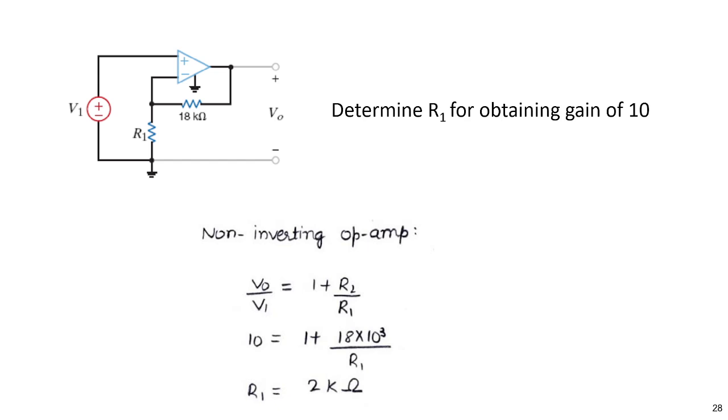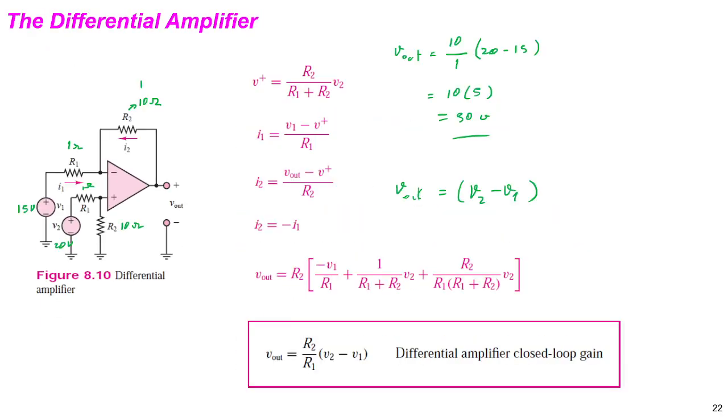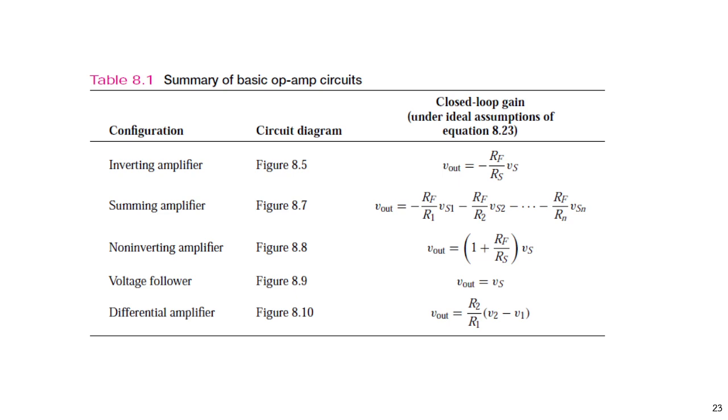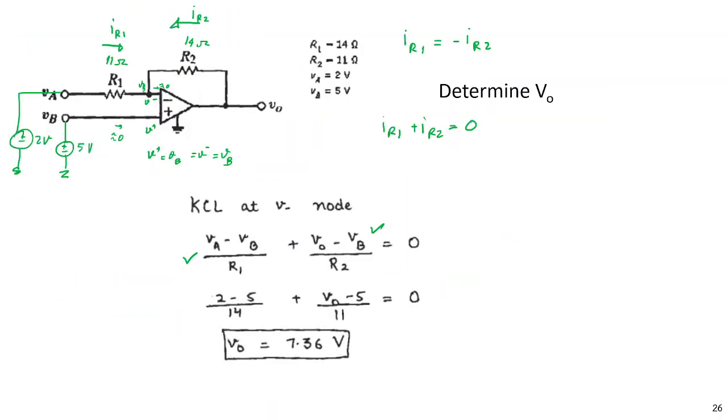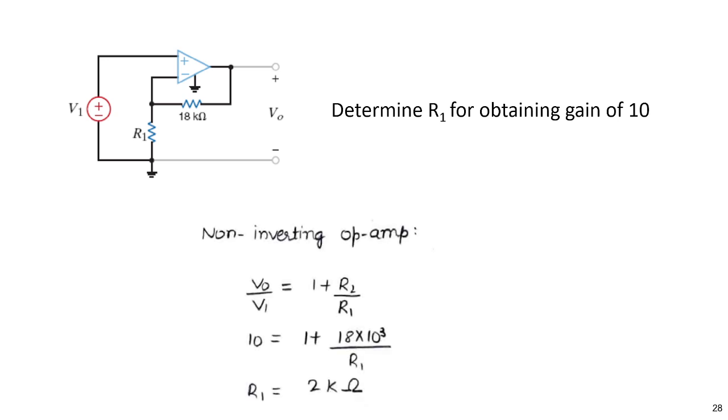So this is a non-inverting amp. In the non-inverting amp, you have the gain here. The gain is 1 plus feedback resistor RF divided by source resistor RS, right? In this case, the gain is 1 plus R2, the negative feedback, 18K divided by R1. And we would like this value to be 10, right? So to get R1 that makes this value 10, we can solve for R1. So R1 is 2K ohm, if you make this 10.